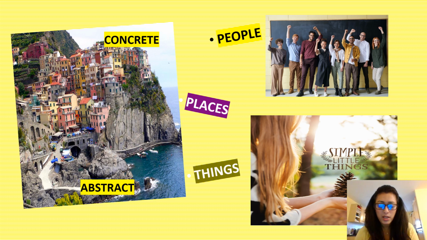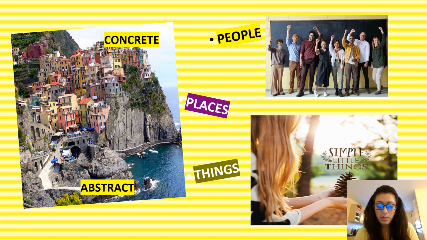Nouns can be concrete and abstract. Nouns that name people, places, or things are referred to as concrete nouns. The term concrete is used because you can actually experience concrete nouns directly via one or more of your five senses, which we'll discuss later as well. So the first one is people.